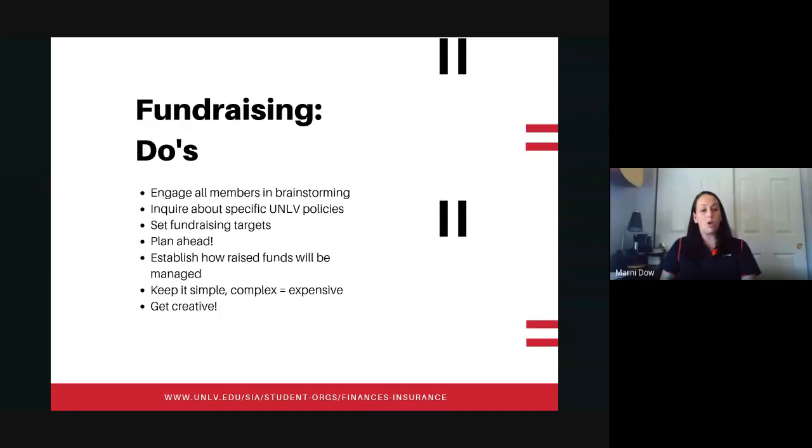We also want to establish what they are going to do with that money and how it will be managed once they raise it. So again, a donor wants to know what their money is going to go towards. So being able to articulate that and understand how it's going to be managed after they receive it is helpful.